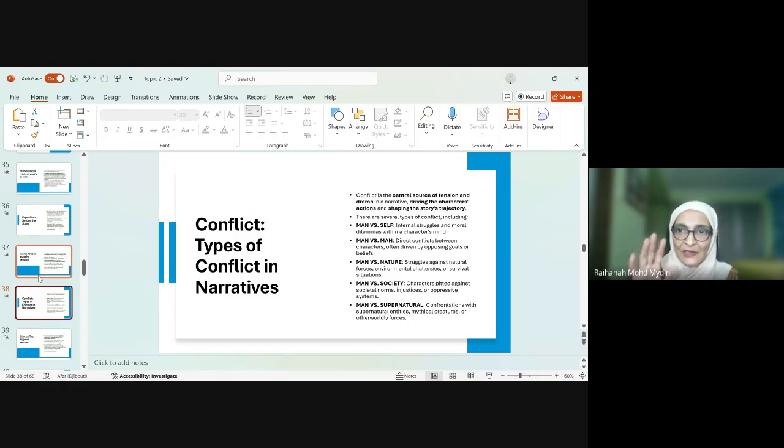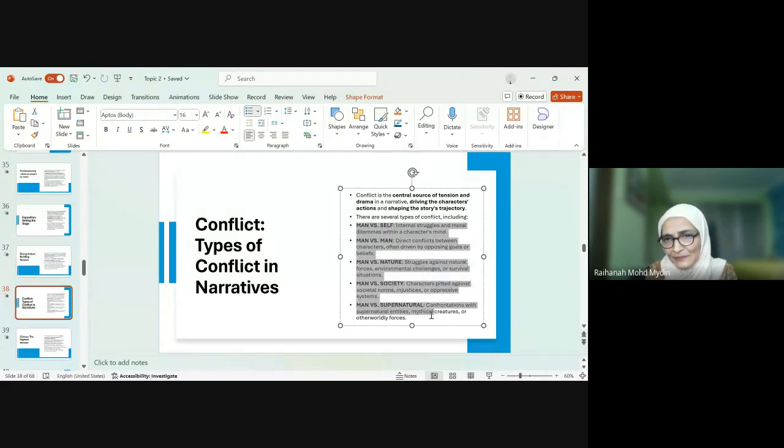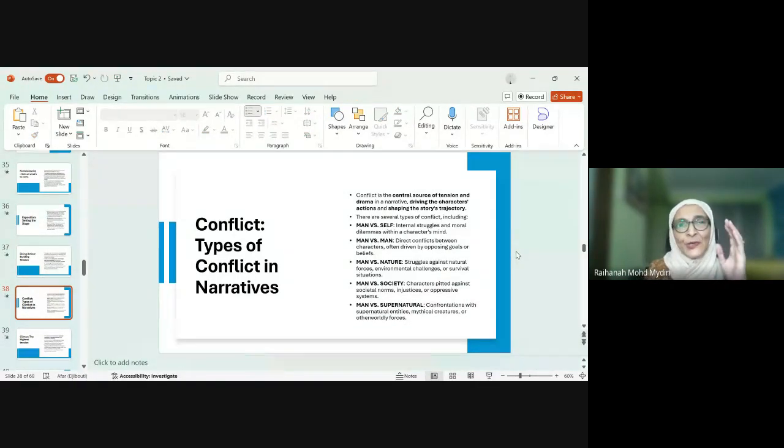There's no tension, there's no drama in our life. No, everybody's story, everybody's life has some form of conflict. And those conflicts can be categorized within these categories. It could be a conflict between man and himself, or the individual and themselves.